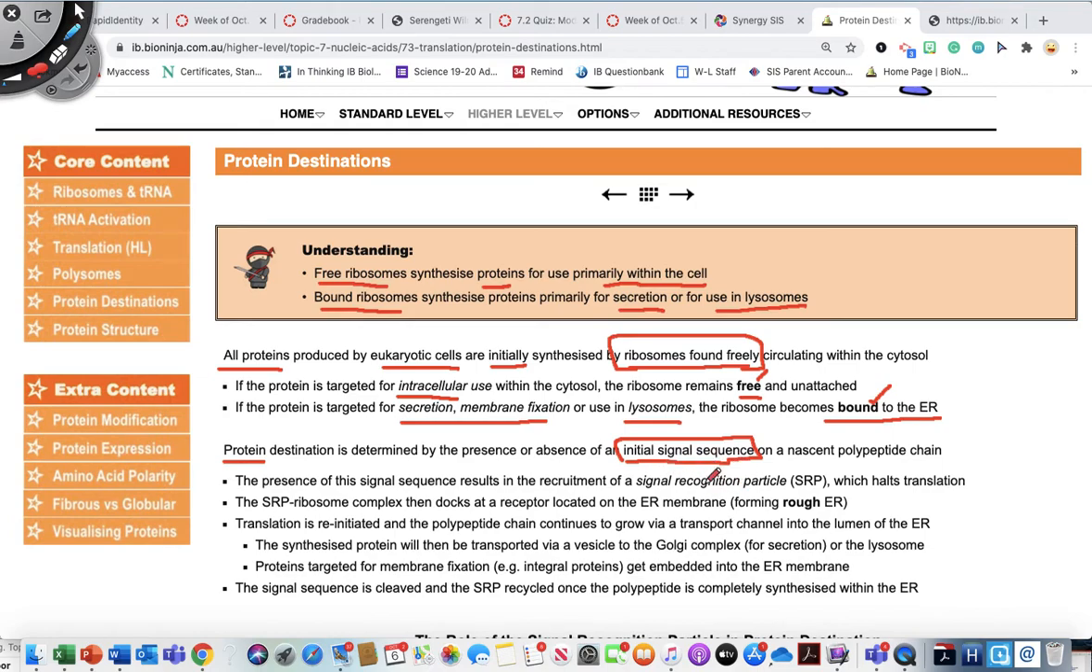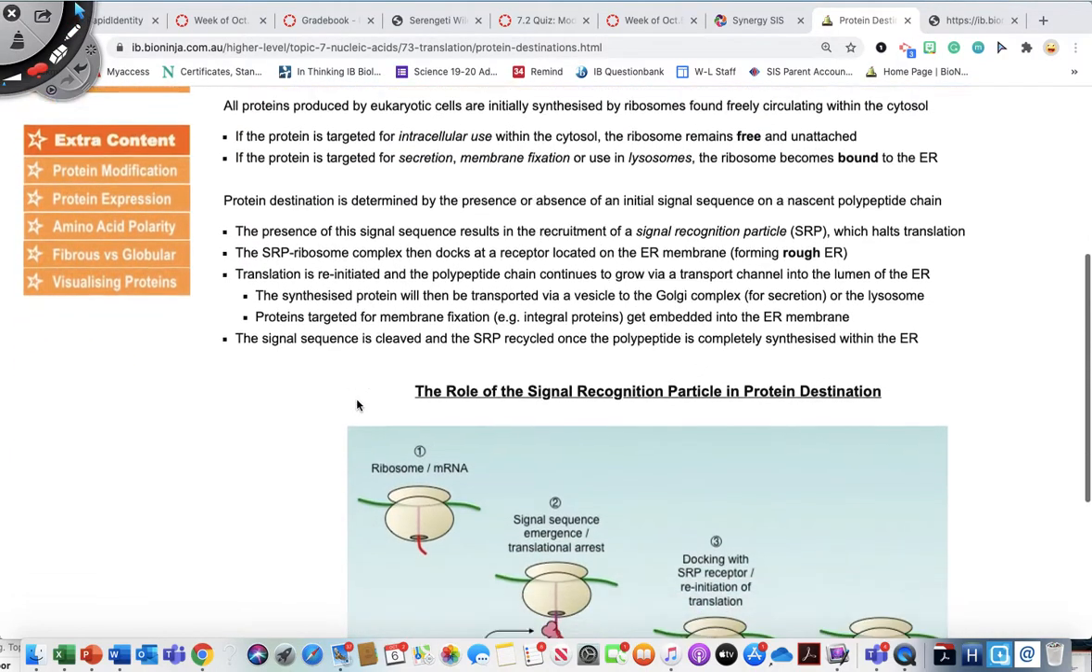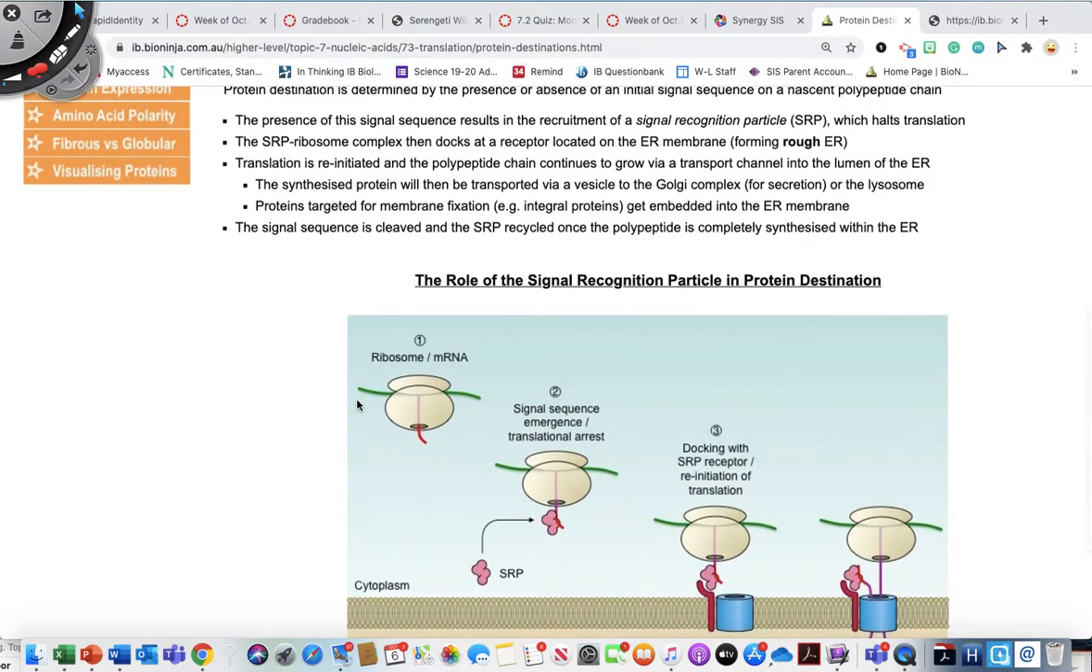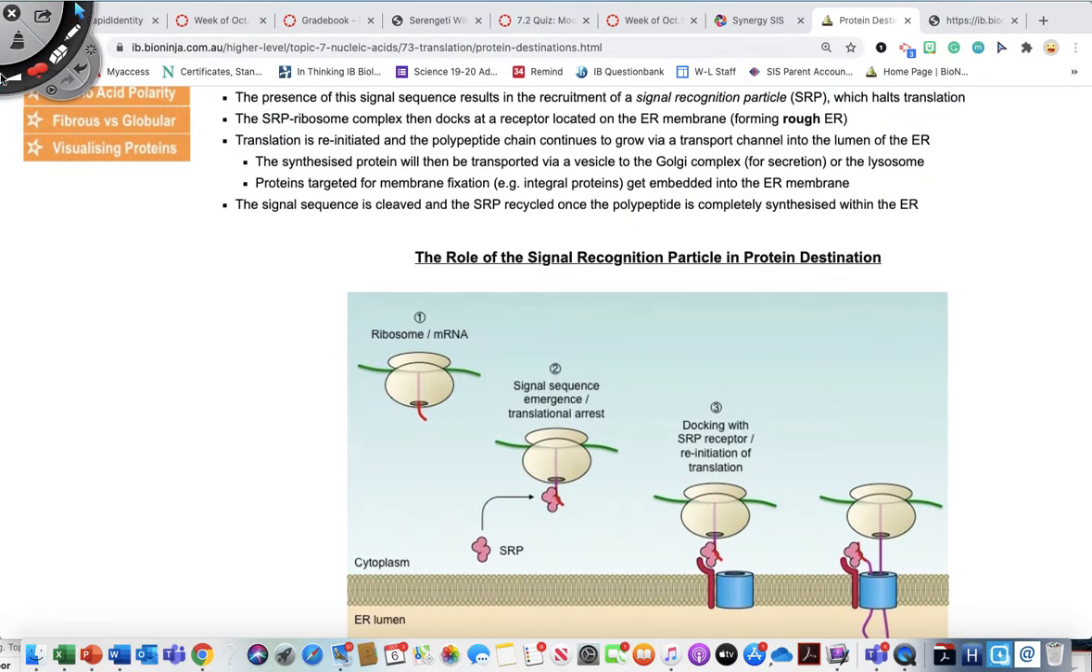So this is the process that we're going to study right now in a little bit more detail, how this protein uses this initial sequence to drive the ribosome to its correct location. So I'm going to scoot this up a little bit so you can see here.